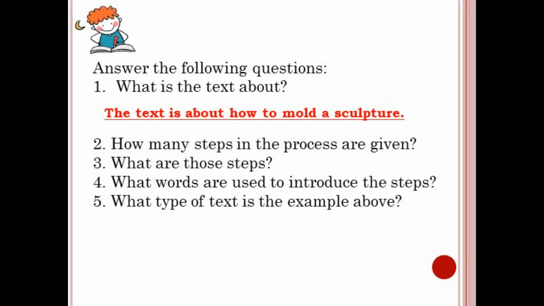For number 2, how many steps in the process are given? 3. What are those steps? 4. What words are used to introduce the steps? And 5. What type of text is the example above? Alright.